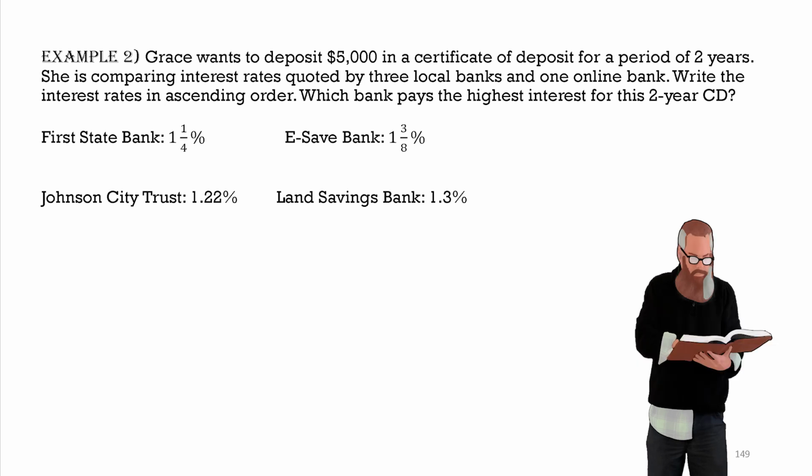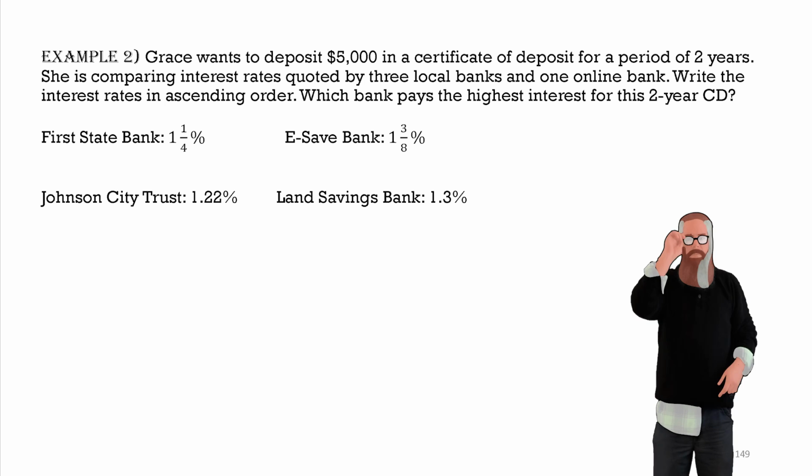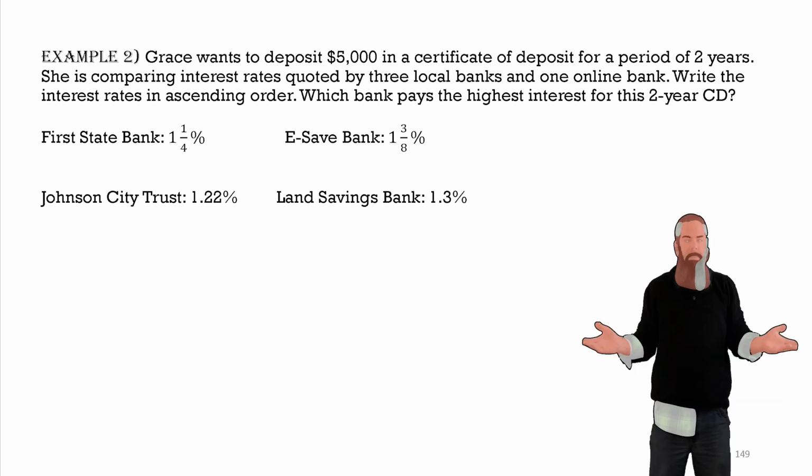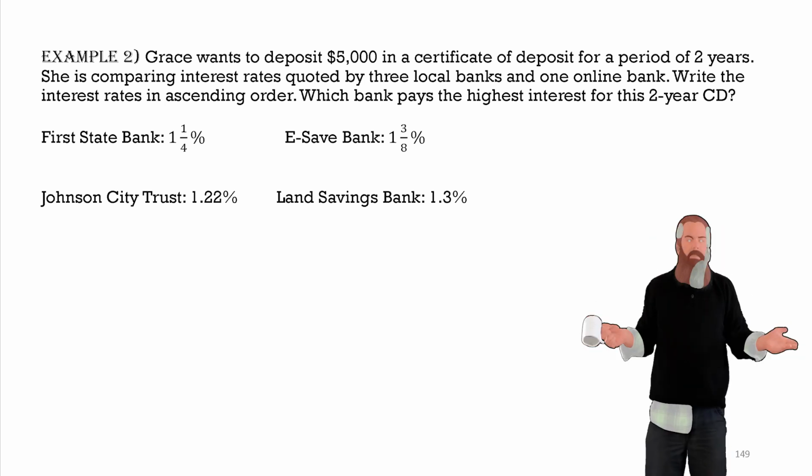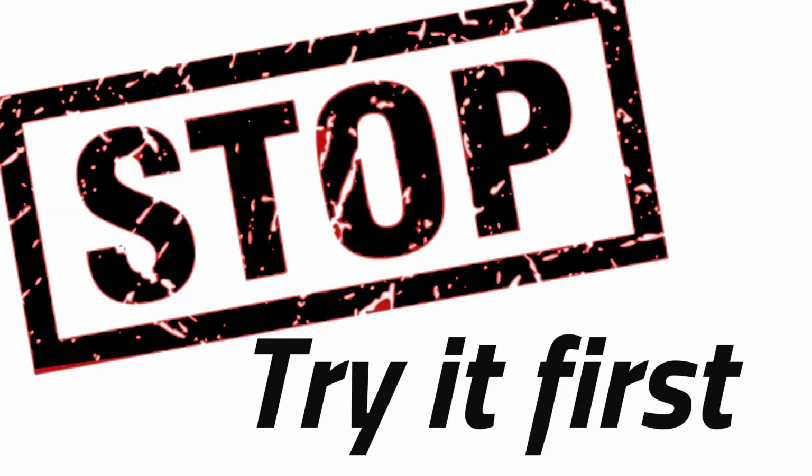Grace wants to deposit $5,000 into a CD for a period of 2 years. She's comparing interest rates quoted by 3 local banks and 1 online bank. Write the interest rates in ascending order and say which bank pays the highest interest for the 2 years.